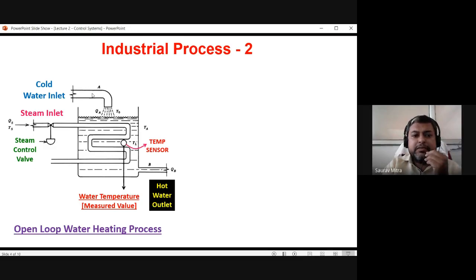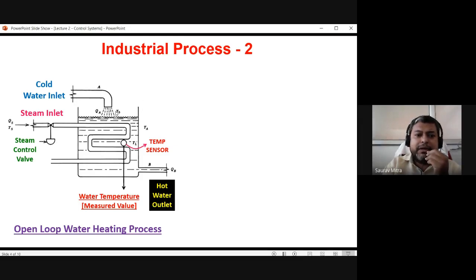So cold water is being put in. Q_A is the volume of the water, and A is the cross section of this tap or pipe at the top, and we are getting hot water at the output. So how are we making the cold water hot? By steam inlet. There is a pipe inserted in the water bath. This thing is not called a bucket; the whole water container is called a water bath.